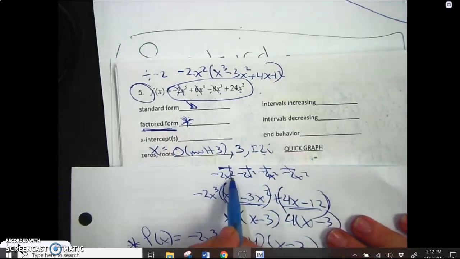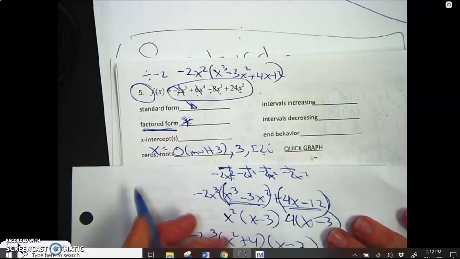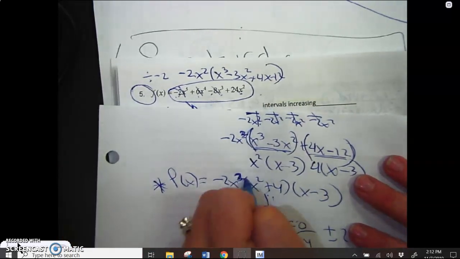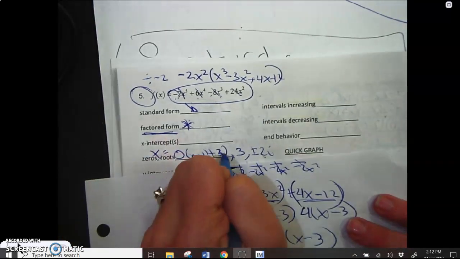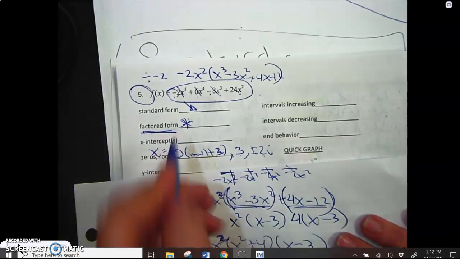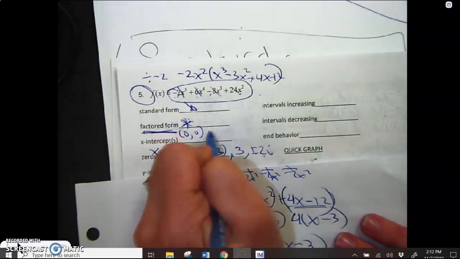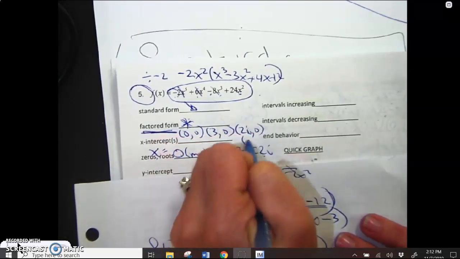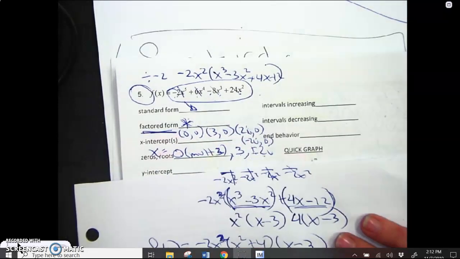Look at me, I had negative 2x squared and then I put 3. That's why it's always good to check. So that should be negative 2x squared, and that should be multiplicity 2. Now I have 2 answers, 3, 4, 5. Now I'm good. Write them as points: (0, 0), (3, 0), (2i, 0), (negative 2i, 0).